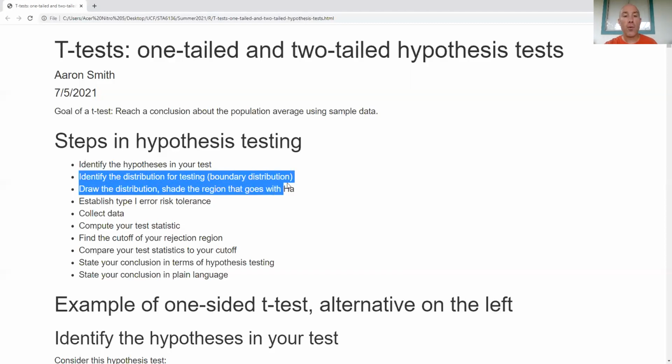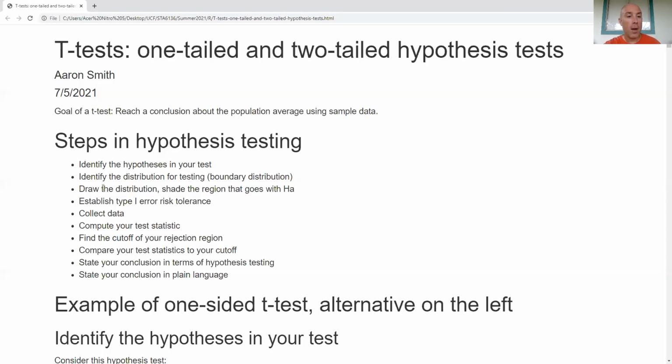Identify the distribution for testing. This is going to be the boundary distribution. I'm going to draw the distribution by hand. This is a very important step to getting this right, understanding your results, and getting the correct interpretation. I'm going to shade the region that corresponds to the alternative hypothesis. I'm going to establish my type 1 error risk tolerance. So how much risk am I willing to take on a type 1 error?